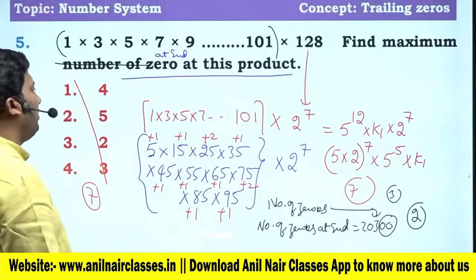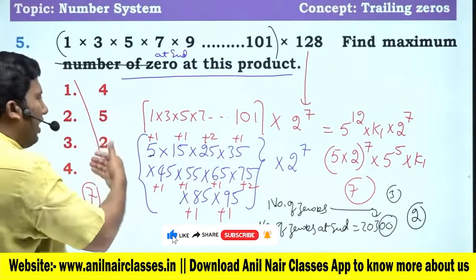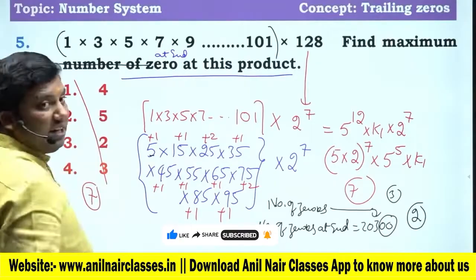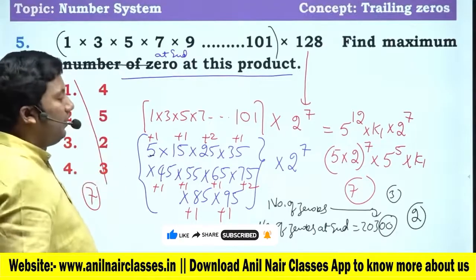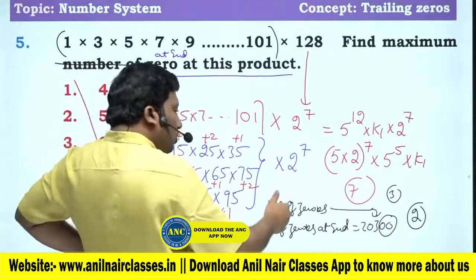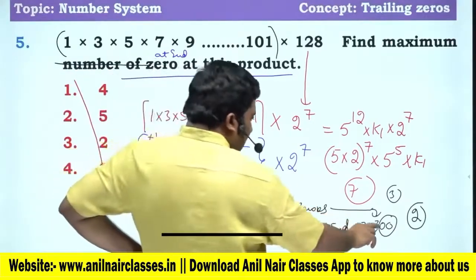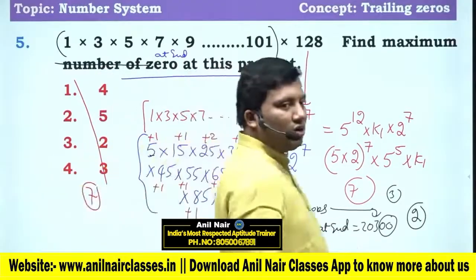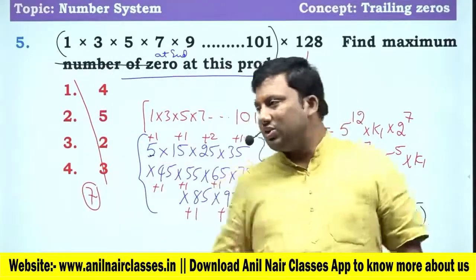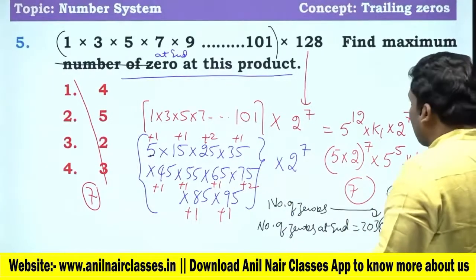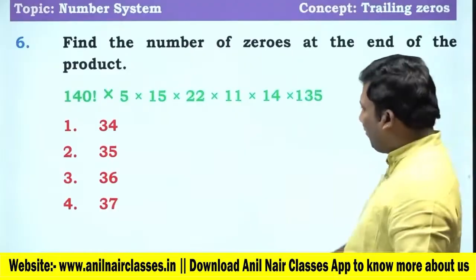I found out in this question the number of zeros at the end. I hope you understood the difference between the number of zeros. Number of zeros in 20300, 3 zeros are there. Number of zeros at the end, 2 zeros are there. Understand this English and solve it orally. Next question. Another beautiful question, sir.